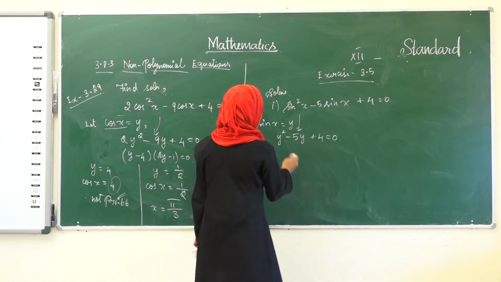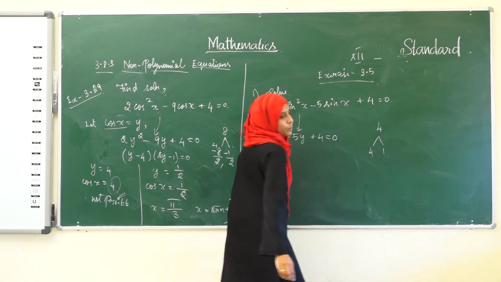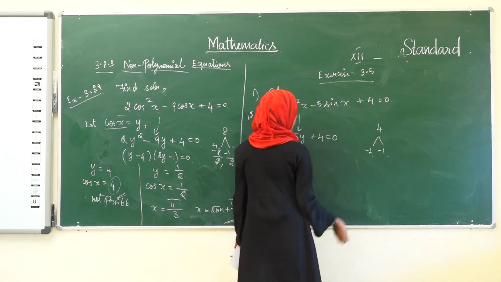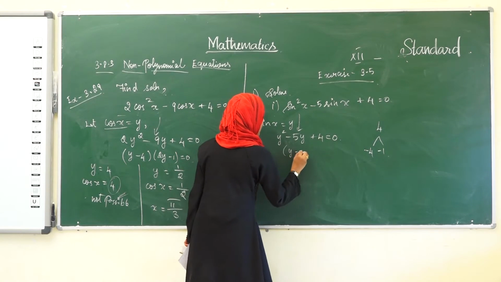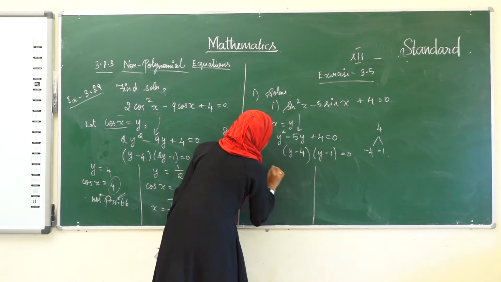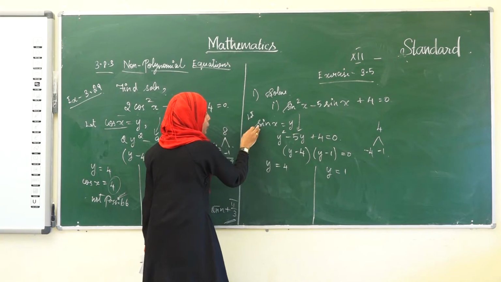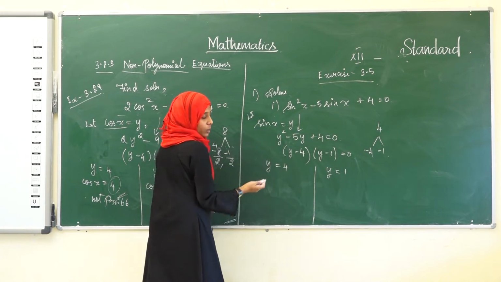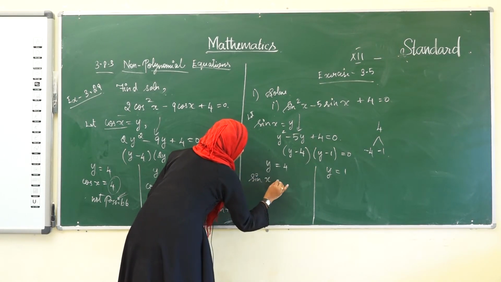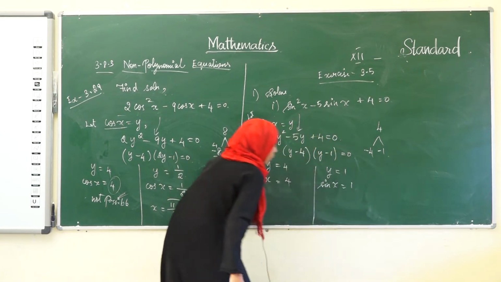Then we are going to solve this. 4 times 1 is 4, and we have to get minus 5 when adding, so both will be minus. The factors are y minus 4 into y minus 1 equal to 0. What are the values of y? y is equal to 4 and y is equal to 1. We took sin x equal to y, therefore sin x is equal to 4 and sin x is equal to 1.